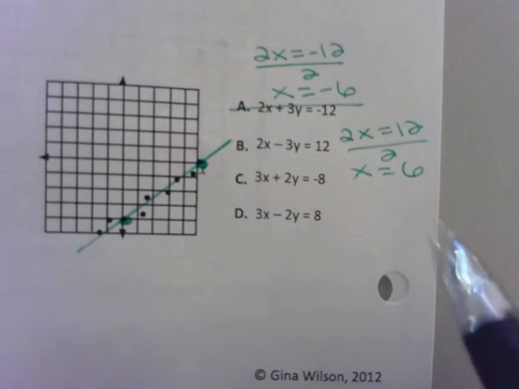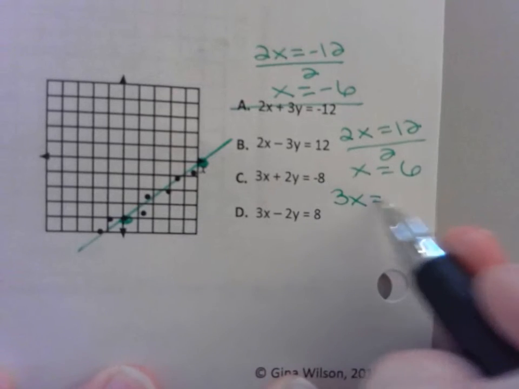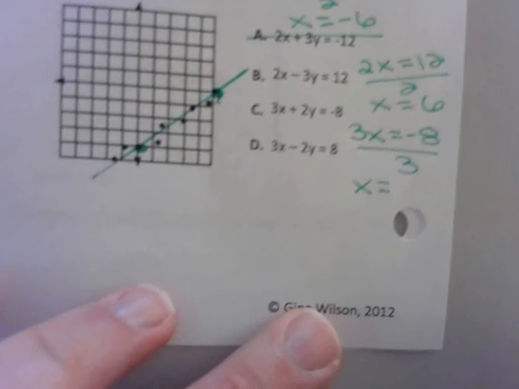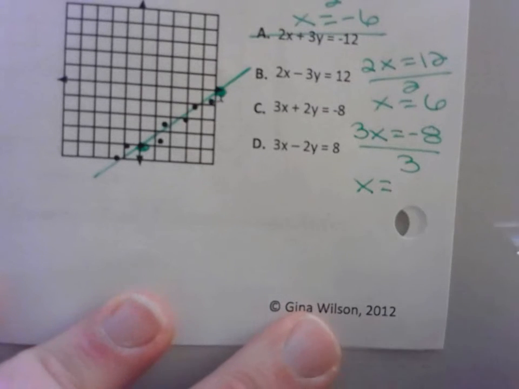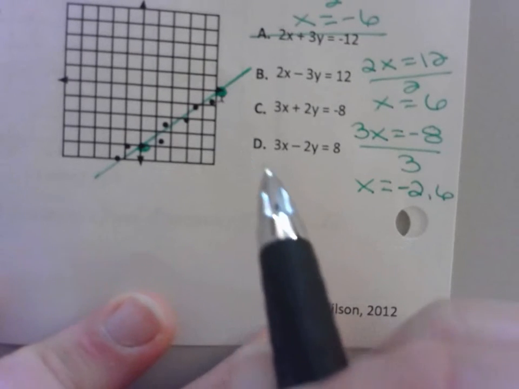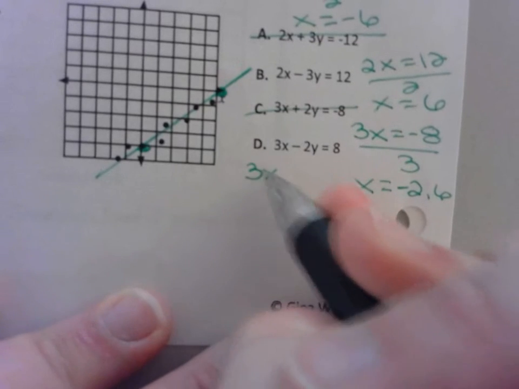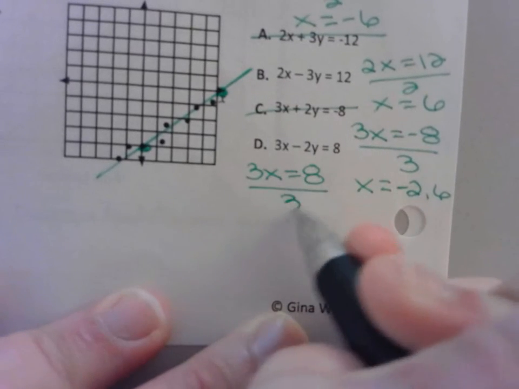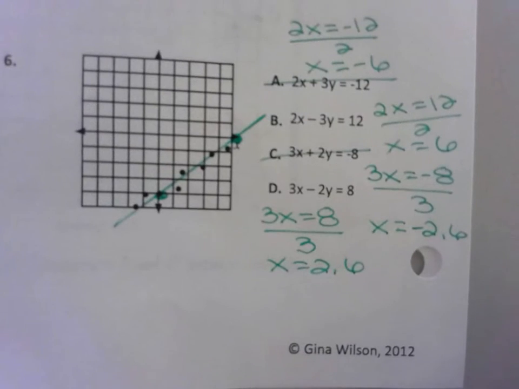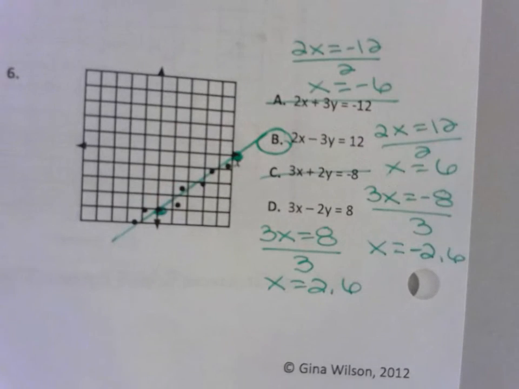Let's look at C, x-intercept. If I get rid of the y part, 3x equals negative 8. Divide by 3, x is, use a calculator, get a decimal, negative 2.6. Well, is my x-intercept anywhere close to negative 2.6? No. And then let's do D. 3x equals 8. Divide by 3. So x is positive 2.6. Well, is my x-intercept close to 2.6? No. So it's B. Even though it's not exact, we're looking for the one that is closest.